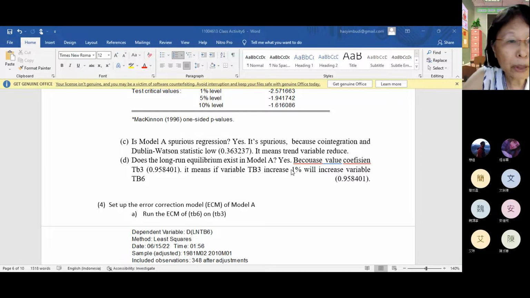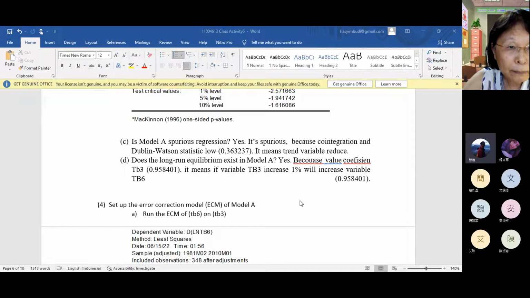We want to know that the regression is not spurious in order to know the long run equilibrium relationship or short run equilibrium. This is a very important part.